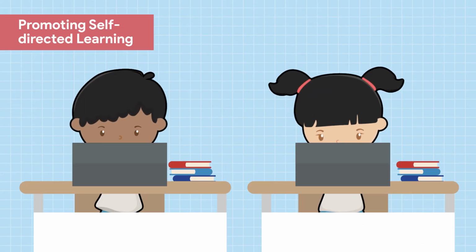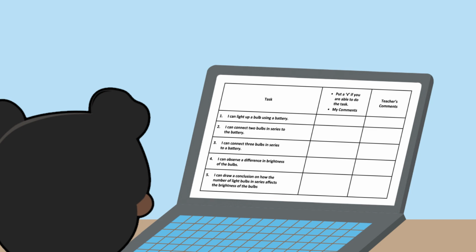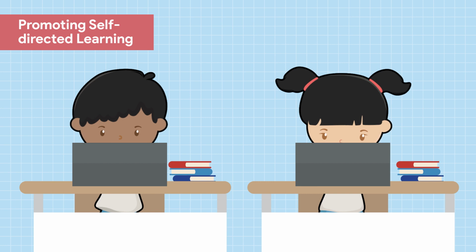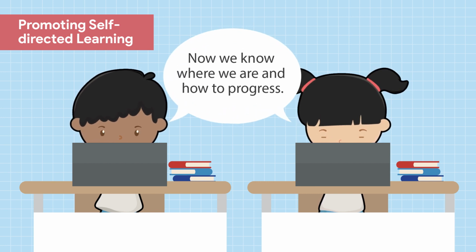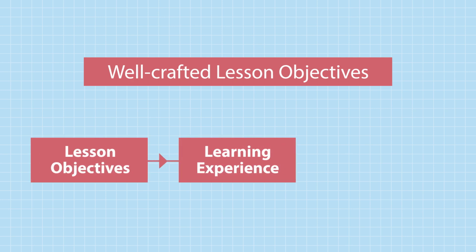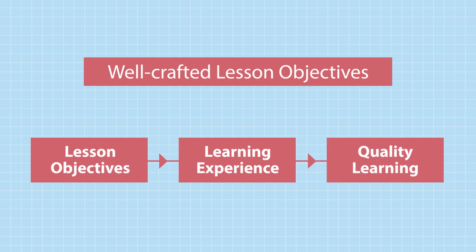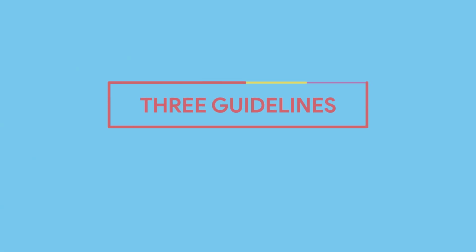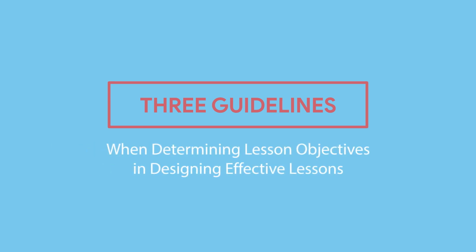Success criteria also help promote self-directed learning in students as they use the success criteria to monitor their own learning progress towards achieving the intended lesson objectives. Now we know where we are and how to progress. Well-crafted lesson objectives contribute to the learning experience of your students, which leads to quality learning. In this video, we will share 3 guidelines when determining lesson objectives in designing effective lessons.